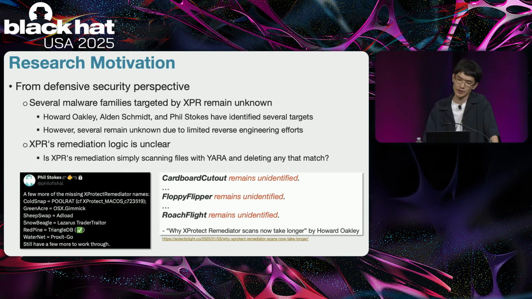From a defensive security perspective, XPR is also an interesting target for reversing. Since Apple tends to use its own naming scheme for malware, several malware families targeted by XPR remain unknown. Researchers like Howard Oakley, Aedan Schmidt, and Phil Stokes have identified some of these, but several still remain unknown due to the lack of in-depth reversing. Also, XPR's remediation logic is unclear. It seems to simply scan files using YARA and delete any that match, but is that all? That's still an open question.